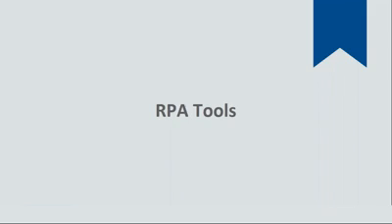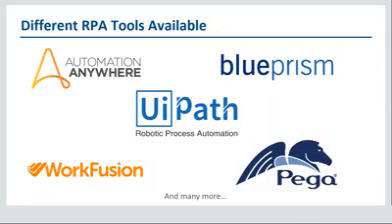Moving on, we discussed the general concepts of RPA. Now let's discuss how this technology is implemented. RPA technology can be implemented using a wide variety of tools, and these are the top 5 tools which exist in the market right now. You have Automation Anywhere, Blue Prism, WorkFusion, Pega, and UiPath as well.